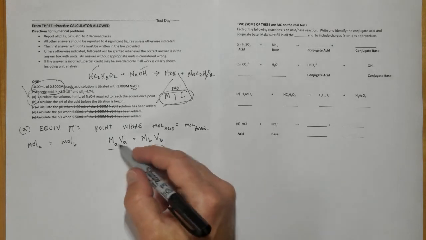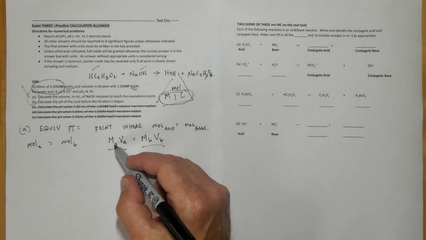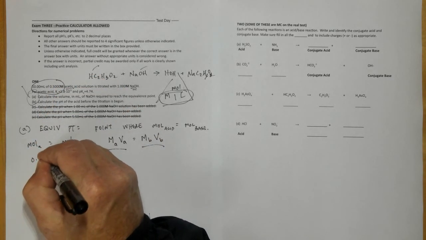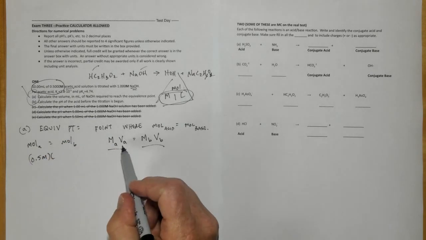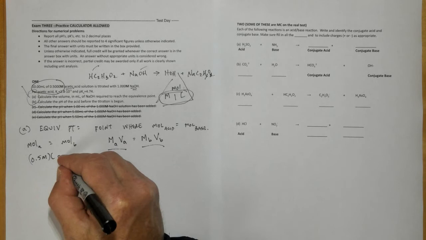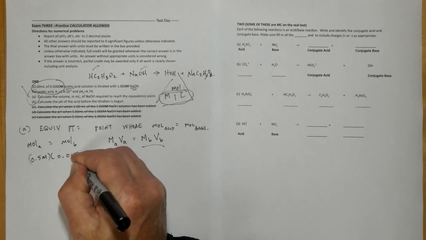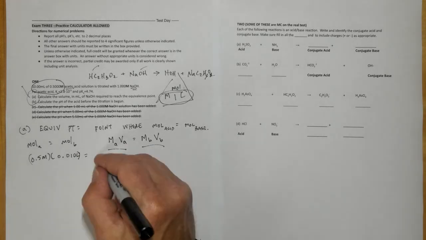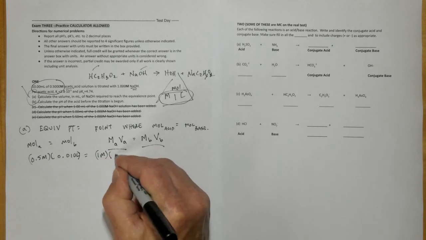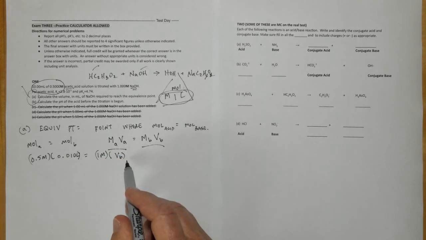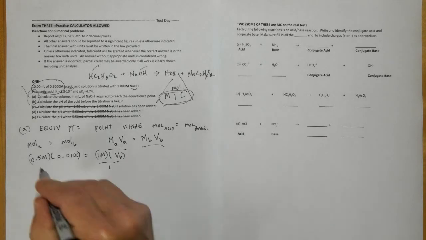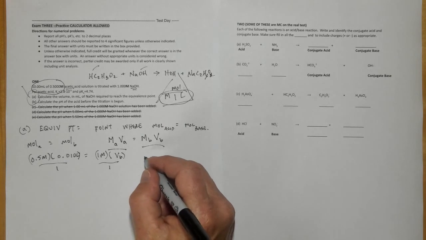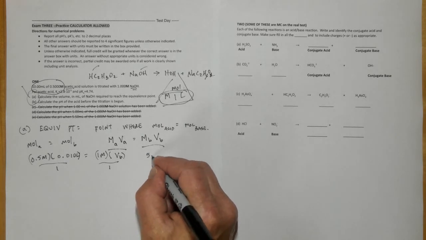Alright, so anyway, the moles of acid are equal to the molarity of the acid, which is 0.5 molar, times the volume of the acid, which is 10 milliliters, but I need to put it in liters, so that would be 0.01, and that would be in liters, and that would equal the molarity of the base, which is 1 molar, times the volume of the base right here. So how much base is required to reach that? We divide both sides by 1, and 0.5 times 0.01 is equal to 0.005, which is 5 milliliters.